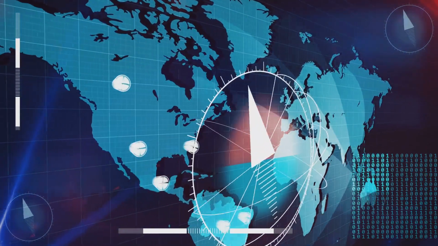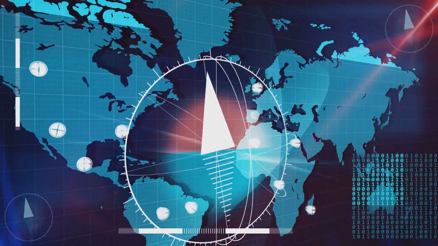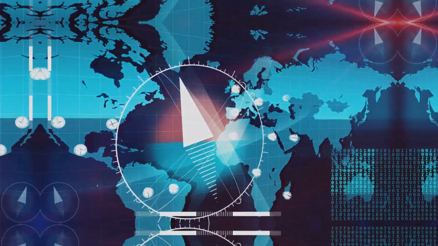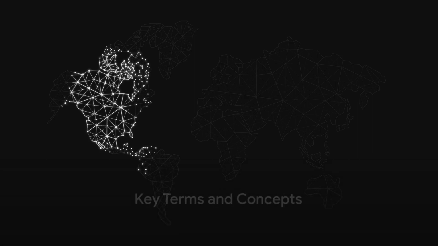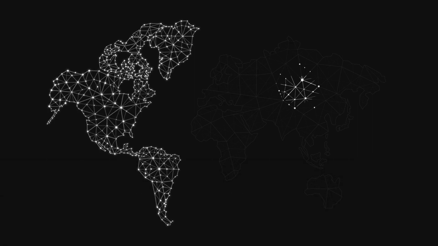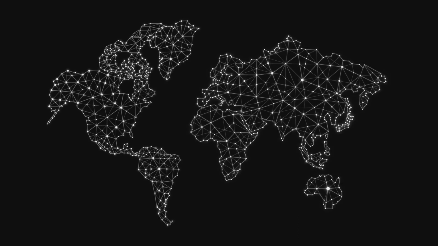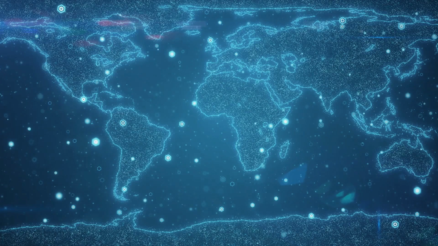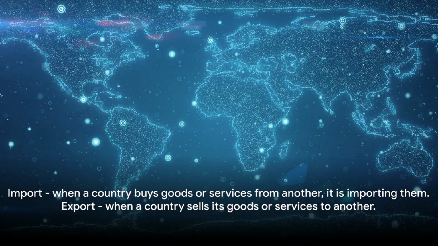This type of trade gives rise to a world economy in which prices or supply and demand affect and are affected by global events. Now let's delve into some key terms and concepts. The first one is import. When a country buys goods or services from another, it is importing them. Export, on the other hand, is when a country sells its goods or services to another. These two terms are the bedrock of international trade.